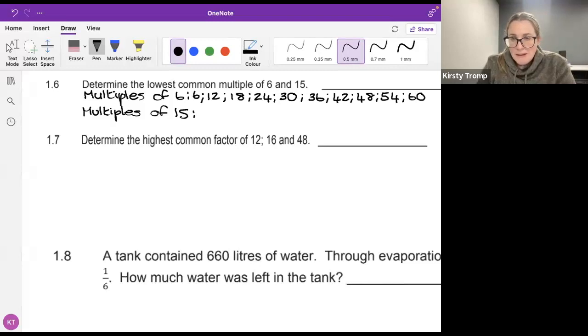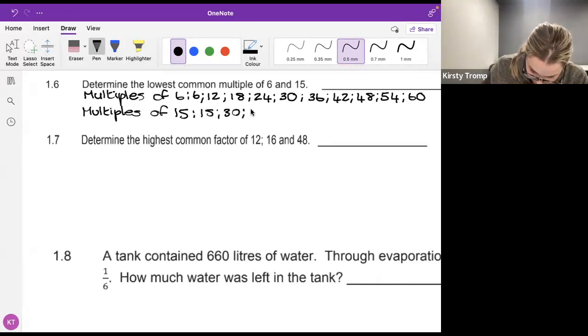Oh my goodness, I got a hand up already. Fantastic. Lego, can you give me the first 5 multiples of 15? I know it's 15, 30, 45. Good. 60. Good. And 75. Good, 75. Well done. Thank you so much.